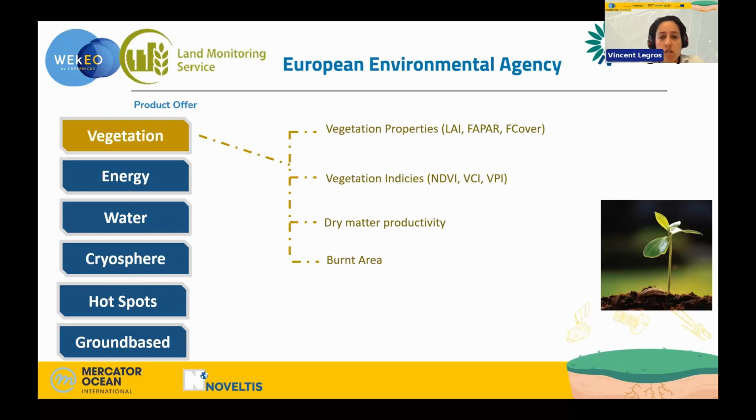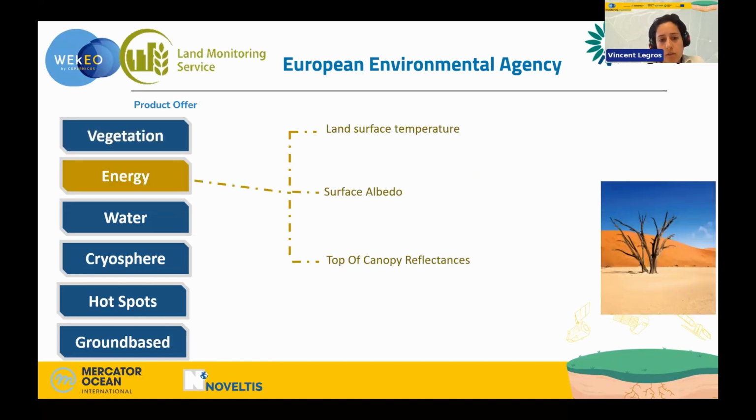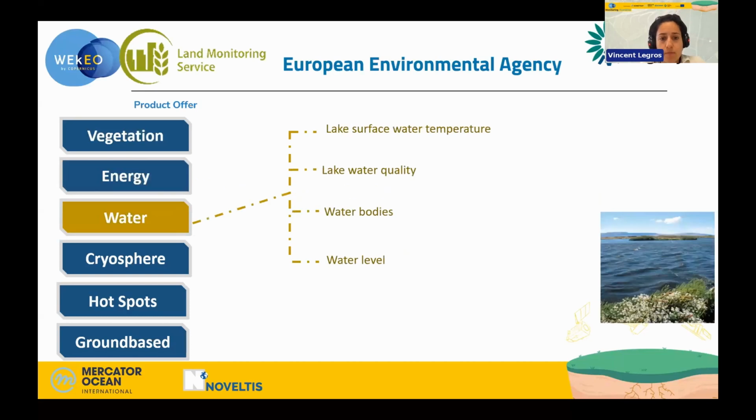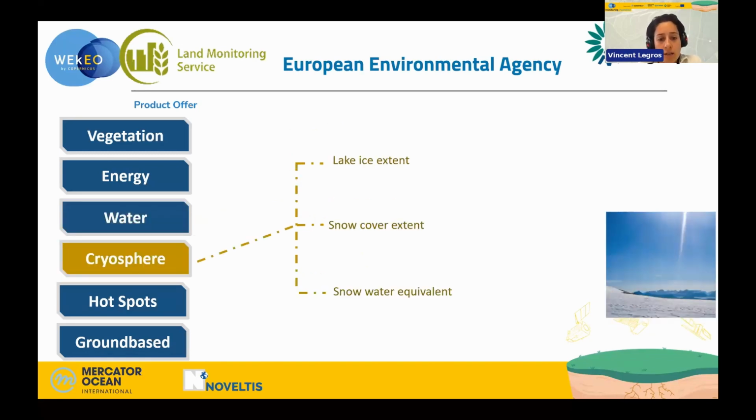In terms of vegetation, these are just a few examples. You can find vegetation properties, vegetation indexes, dry matter productivity, burn area. In terms of energy, you can find land surface temperature, surface albedo, top of canopy reflectances, which in this case represent the sunlight that is reflected by the surface of the Earth. In terms of water products, you can find lake surface water temperature, lake water quality, water bodies, water level. In terms of ice, you can find lake ice extent, snow cover extent, snow water equivalent.